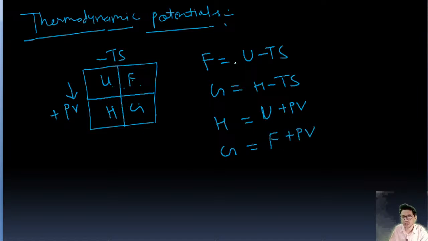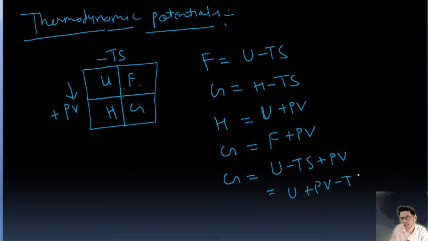We have the value of F, right? So G is U minus TS plus PV, or we can write it as U plus PV minus TS. These things you must know, guys, so that you can easily get the thermodynamic potentials.